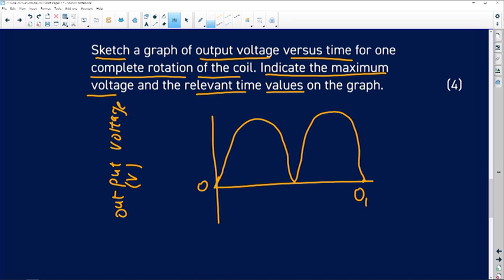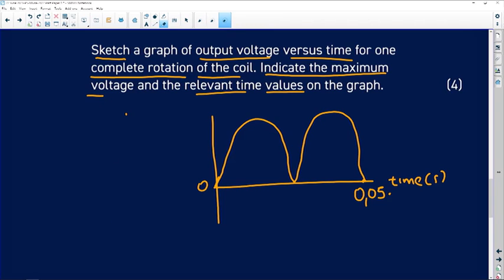We have 0,05 seconds. Don't forget that we have time on this side in seconds. And then here, what do we have? We can fix that as well. We have the output voltage.